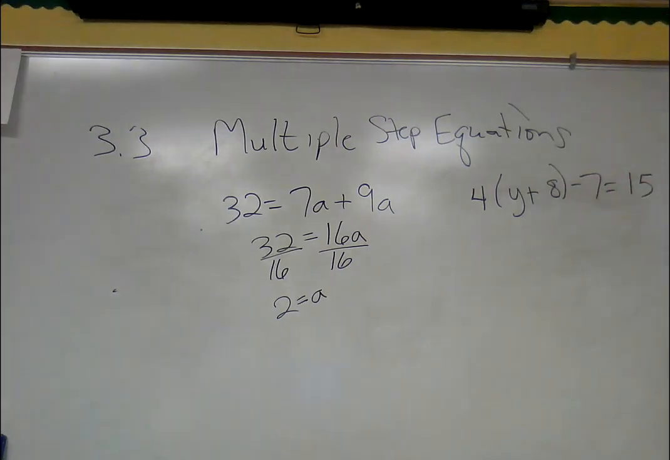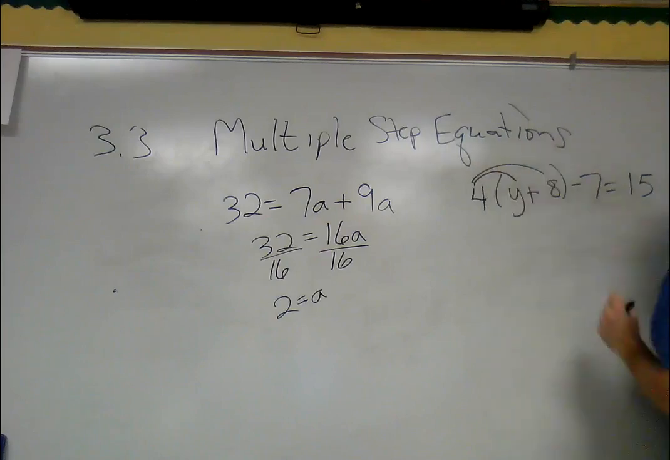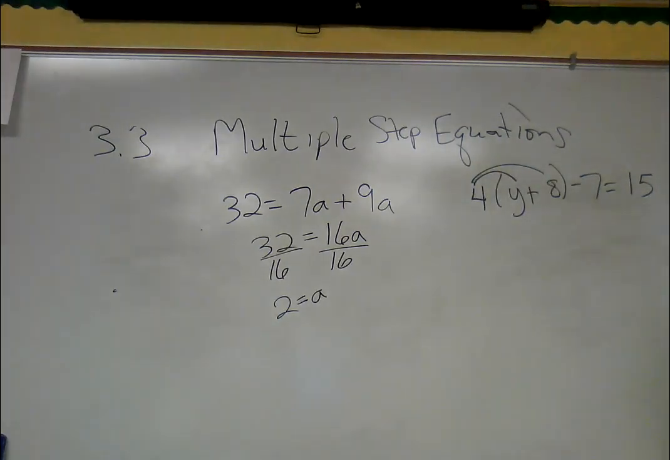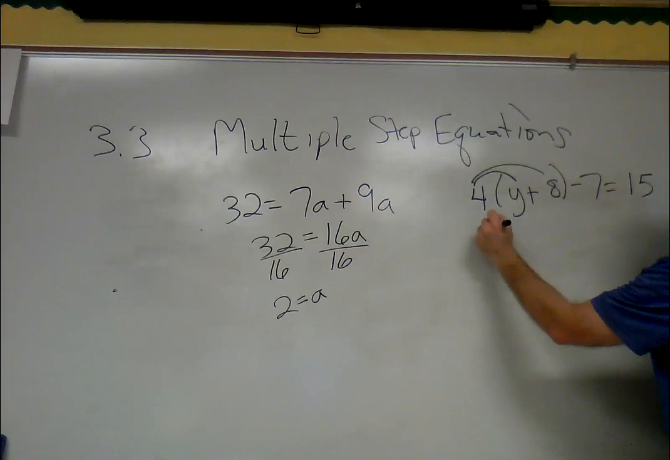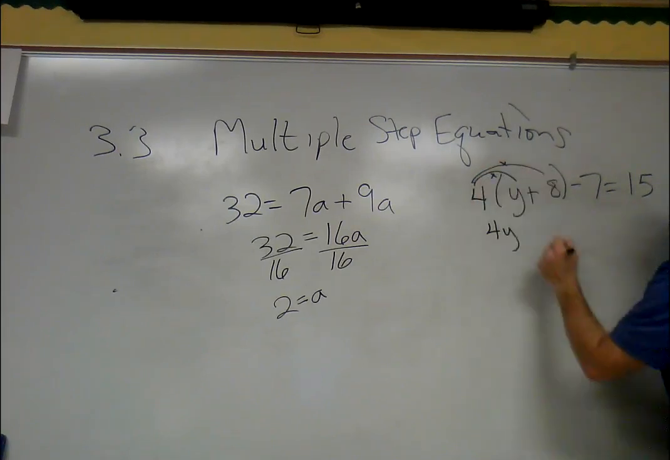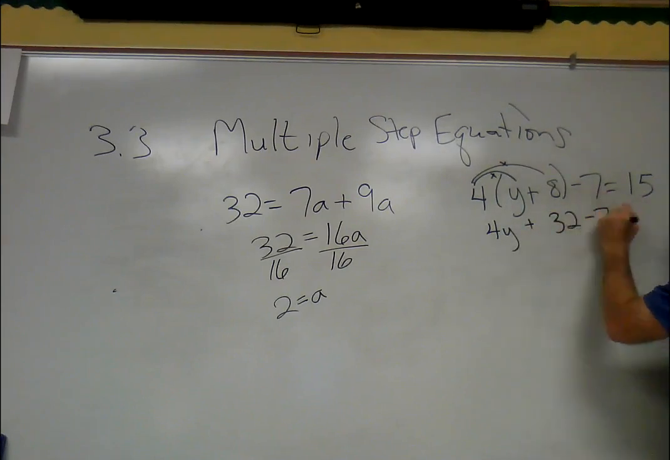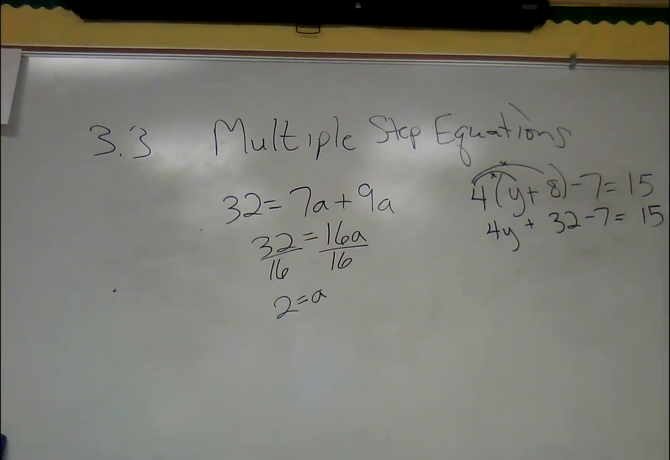We have 4 times the quantity 8y plus 8, minus 7 equals 15. So we have a parentheses with a number next to it, which means we need to do what property? What's that called? Distribute. So we need to do distributive property. So we need to take 4 times y, which is 4y, 4 times 8, which is 32. So we have 4y plus 32 minus 7 equals 15.